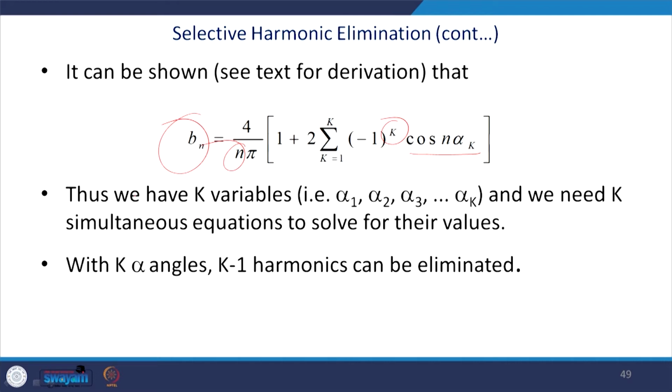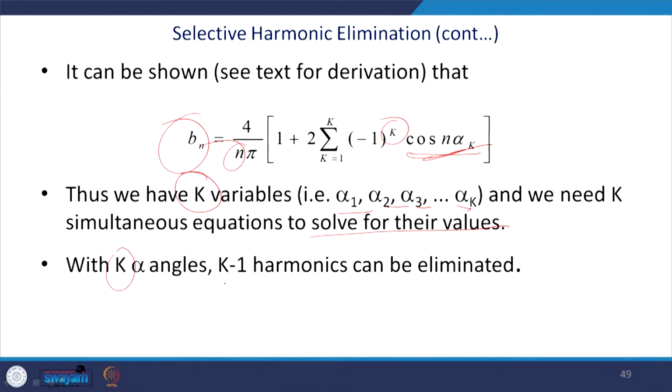and thus we can choose k variables, that means alpha 1, alpha 2, alpha 3, up to alpha k, and we need to find them by solving the simultaneous equations, because cos is involved. So, you cannot have an algebraic solution. The computer can solve this online, and thus we get the values of the k alpha angles, and k minus 1 harmonics can be removed from this system. So, you can see that. In that way a particular harmonic can be eliminated.